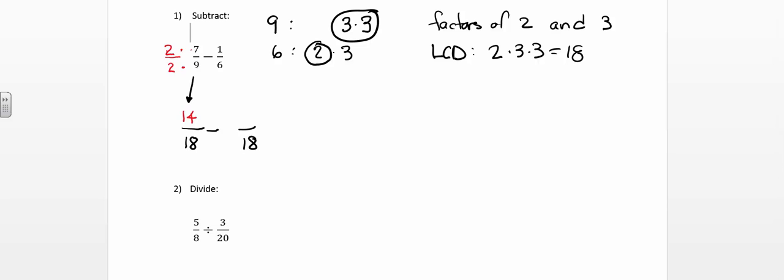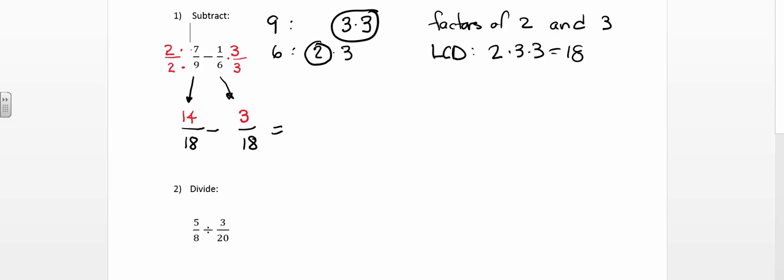So let's do the same thing to 1/6. So to get 6 into 18, I need to multiply it by 3, right? 6 times 3 gives me 18, so I need to multiply my numerator by 3. So here I take 1 times 3 and I get 3. So again, 1/6 and 3/18 are equivalent fractions. They have the same value, just 3/18 isn't simplified, but it has the right denominator that we need so that we can proceed with the subtraction.